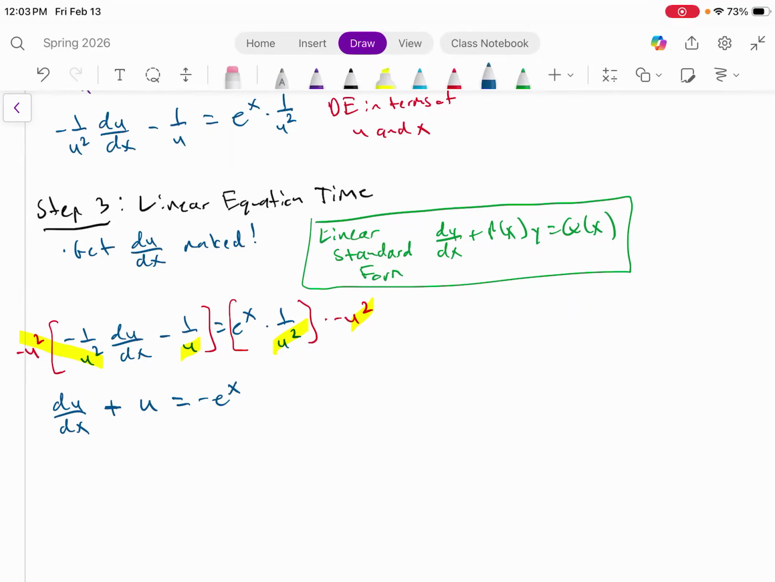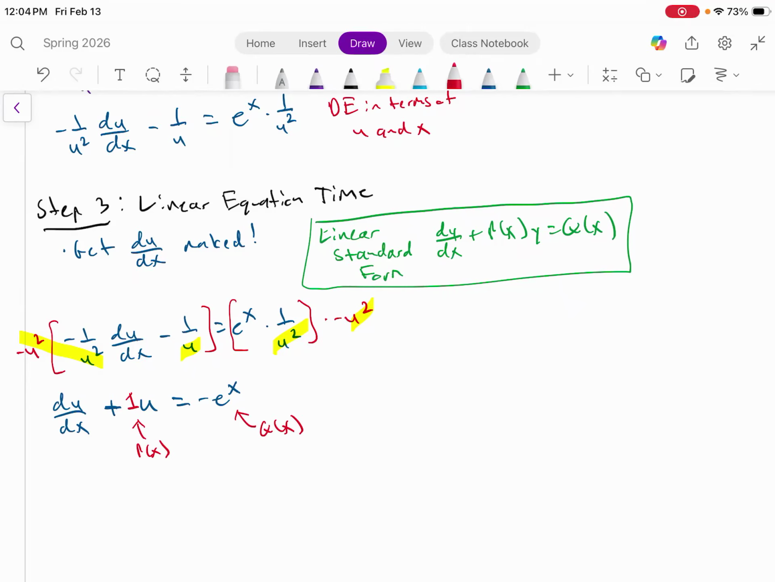Okay, so this is our linear equation in standard form. So let's notice a couple things. The e to the x, that would be my q function. And then u is our variable here, and we just have that invisible 1 attached to it. There's like a 1 here, and so that would be my p function, my p of x.